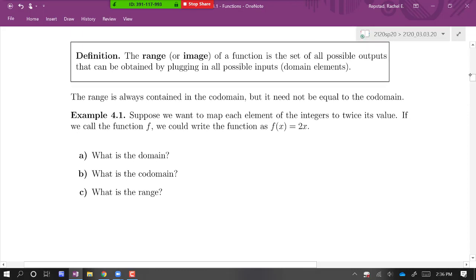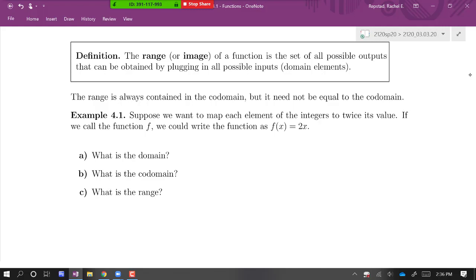Okay, so most of the functions that we work with, we're going to plug in numbers and get out numbers. So we map from the domain into some set called the codomain. If I look at all the possible outputs, like all the elements of the codomain that end up being output elements from the function, we call that the range of the function, or also called the image of the function.